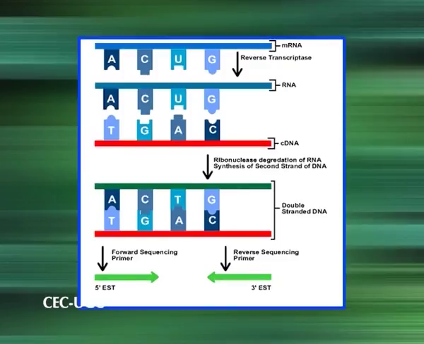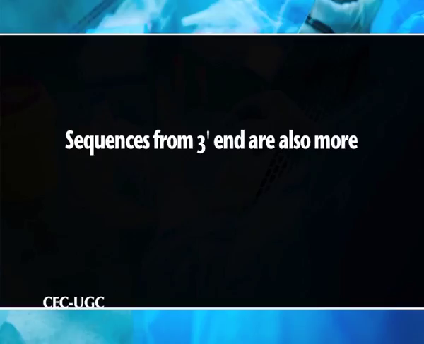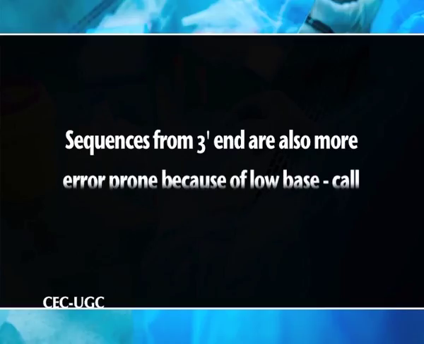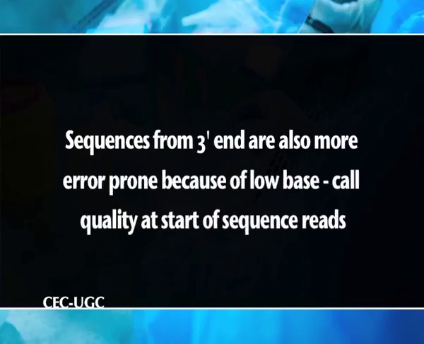On the other hand, ESTs represent only partial sequences of genes. Gene sequences at the 3' end tend to be more heavily represented than those at the 5' end because reverse transcription is primed with oligo-dT primers. Unfortunately, the sequences from the 3' end are also more error-prone because of the low base call quality at the start of sequence reads.